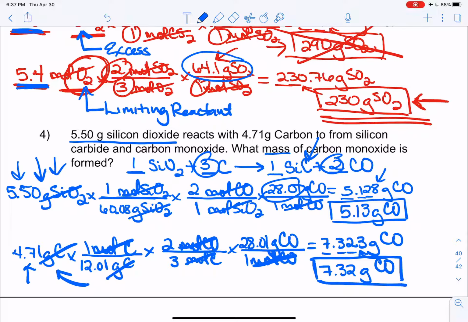Now, how much can we make? How much carbon monoxide? We can make 5.13 grams because we don't have enough silicon dioxide to make 7.32 grams of carbon monoxide. We only have enough silicon dioxide to make 5.13. So we can't make 7.32. So this means that our silicon dioxide is our what? That is our limiting reactant.